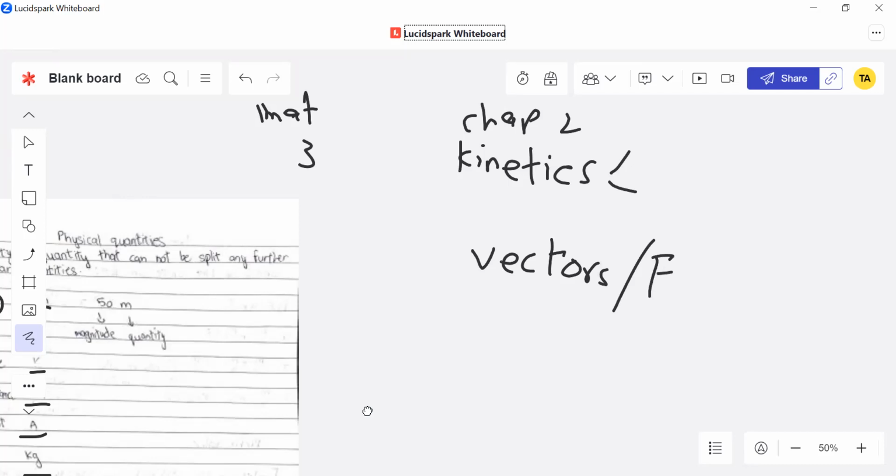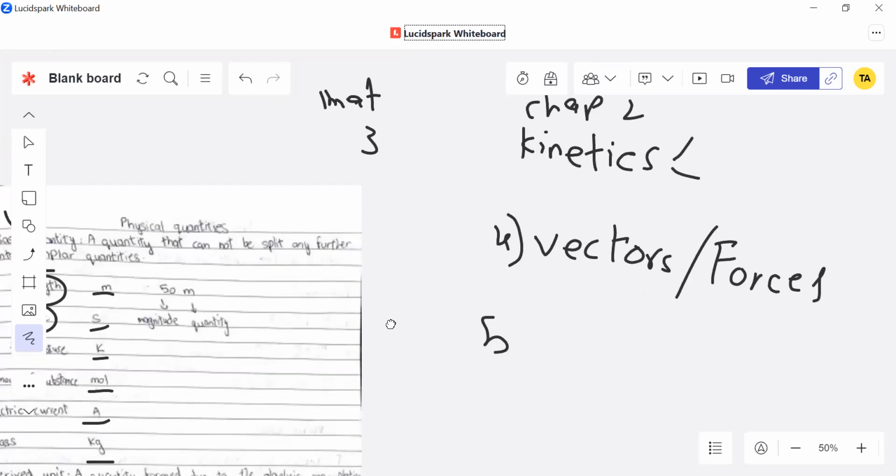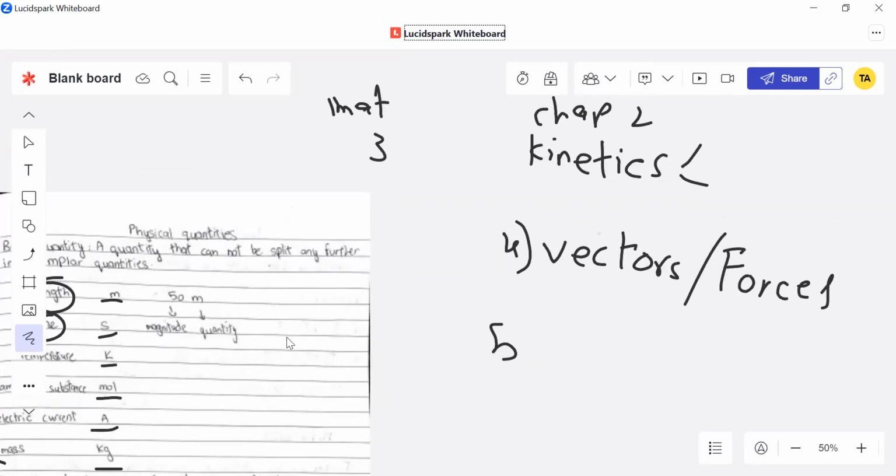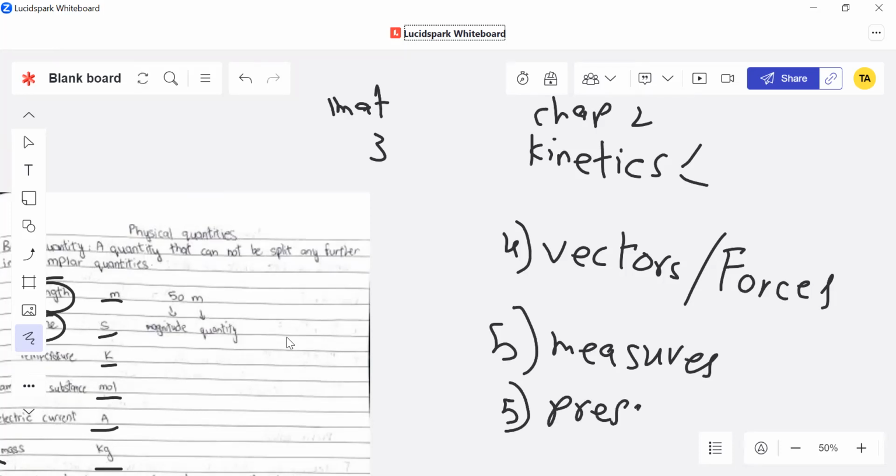Another frequent chapter I found is vectors and forces, where you would figure out the direction of forces and the measure of forces. I think it's chapter 4, I'm not sure though. Vectors and forces are very frequent. And this chapter right here, measurements, is also very frequent. So kinetics, vectors and forces, and measures, these 3 chapters, as well as pressure, I think chapter number 5, are very frequent.